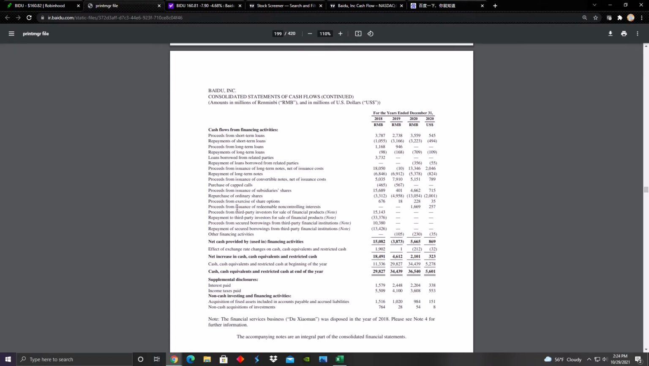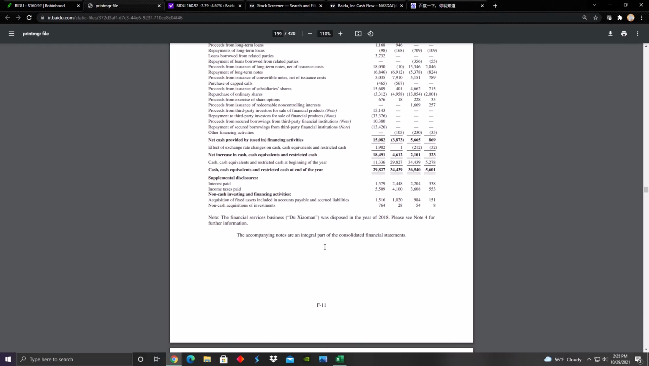Let's see right here. Exercise of share options, secured repurchase of ordinary shares. Yeah, so it's like 13 billion. Yeah, that's a lot. Their cash for financing activities came out to 5 billion in 2020. They paid back or bought back shares mostly in 2019, and then also raised another 15 billion in 2018.